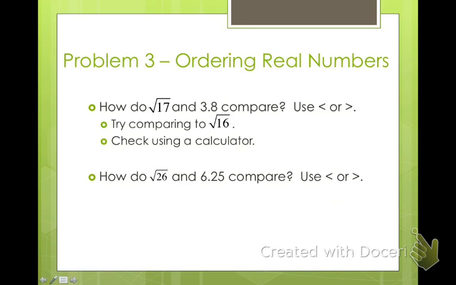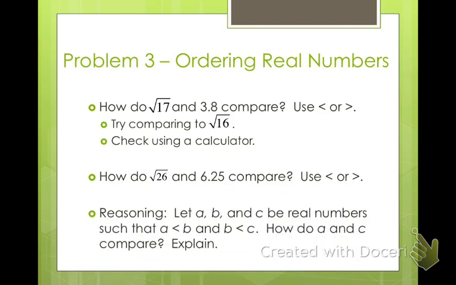Okay, also for this one, square root of 26 is close to what perfect square? Square root of 25. Square root of 25 is 5, so obviously the square root of 26 is less than 6.25.